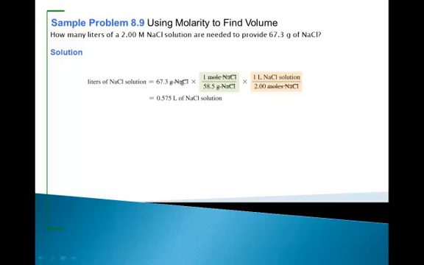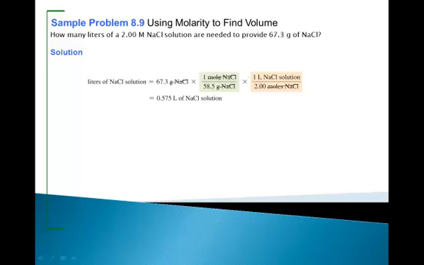So in order to convert it to moles, I'm going to divide by my molar mass. So 1 Na, 1 Cl added up, that's going to be my molar mass, and I put it on the bottom. My grams will cancel, and that's going to get me moles. Now 2 molar means that I have 2 moles for every 1 liter of solution, because that's what molarity is.